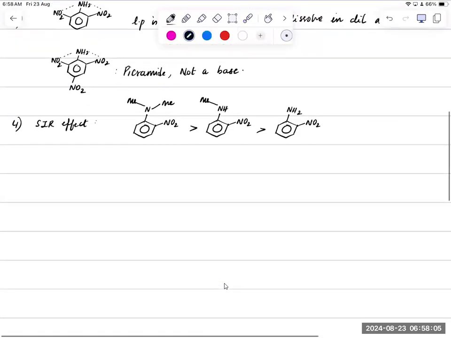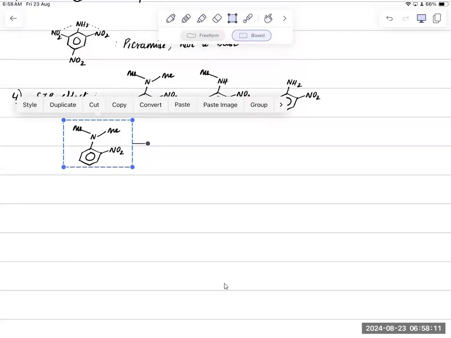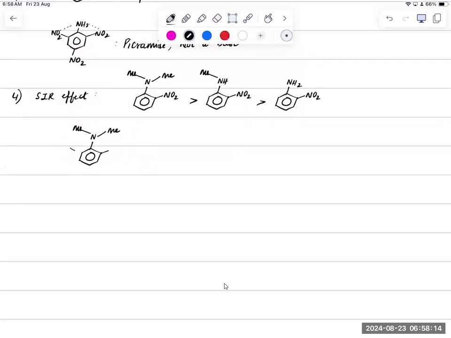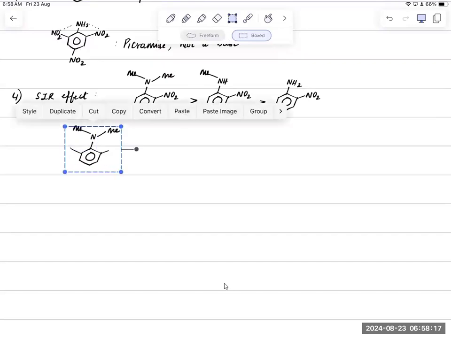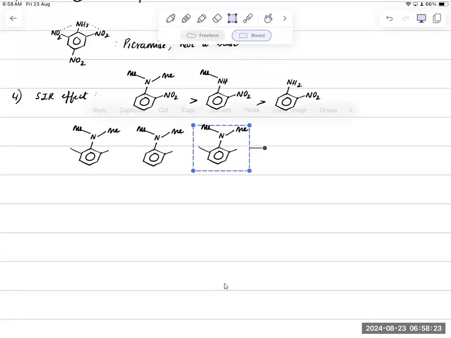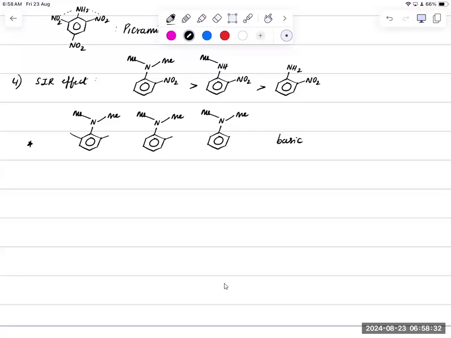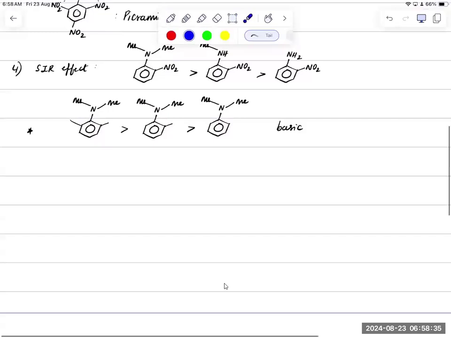Here, everybody. Other cases. Suppose you have it like this with methyl, two methyls are present here like this. Okay. And I have one methyl present here. Then I have no methyls present here. In this case also, the basic character, if you notice, will be more for the first one, second one, third one. Please do not apply anything like ortho effect here, okay? Because the dominance is always about SIR. More amount of SIR, more is the basic nature.